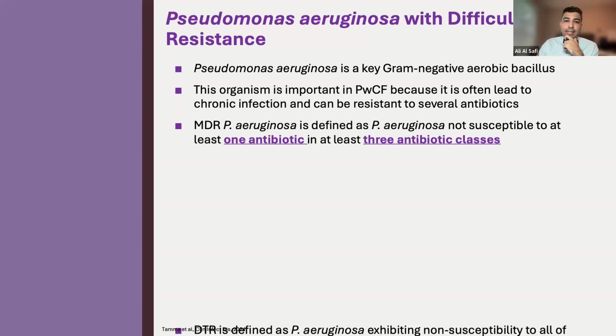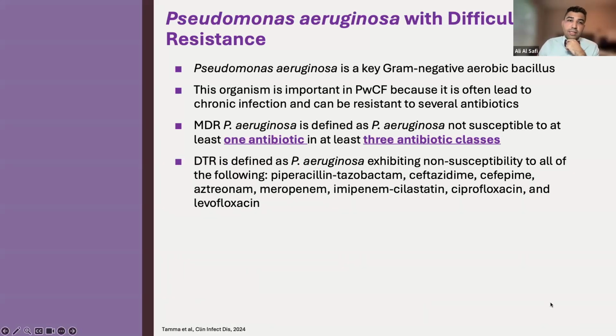In 2018, the concept of DTR, or difficult to treat resistance, was proposed. And that's defined as Pseudomonas exhibiting non-susceptibility to all the following antibiotics: piperacillin tazobactam, ceftazidime, cefepime, aztreonam, meropenem, imipenem, ciprofloxacin, and levofloxacin. These are the antibiotics that we usually use to treat Pseudomonas. So with these antibiotics gone, we're very limited.